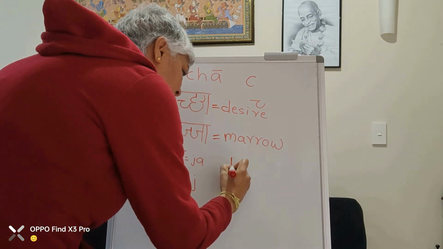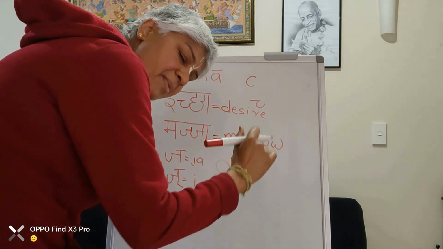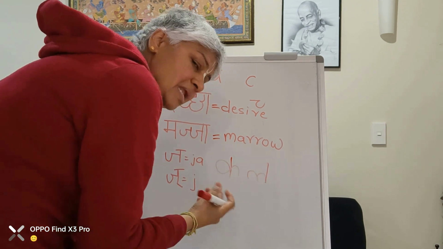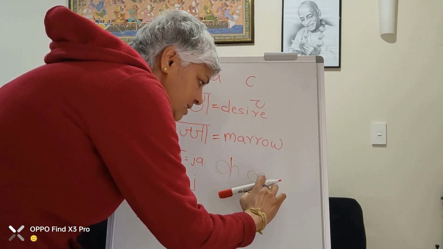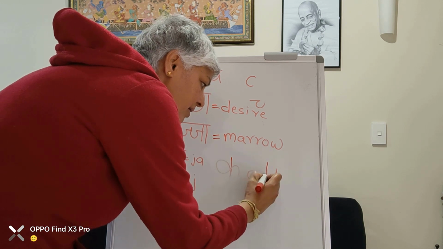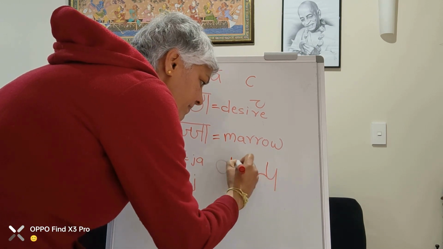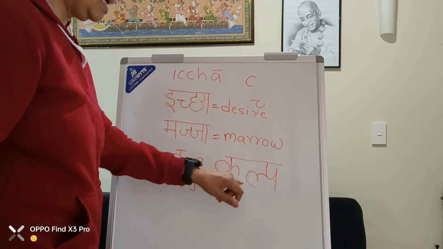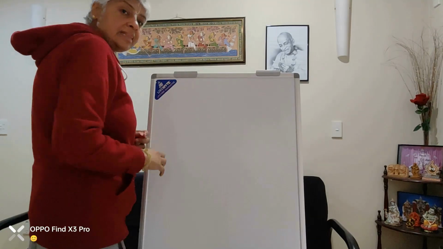Kalpa. Ka. Now remember, how do we write the l? Full l is written like this. But now we want to remove the line. So kalpa. Ka-pa.